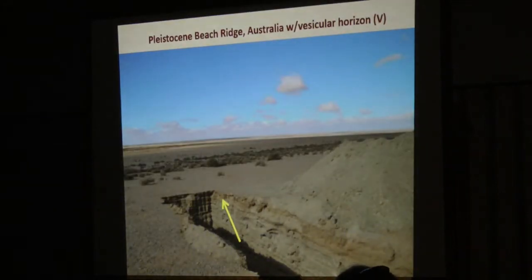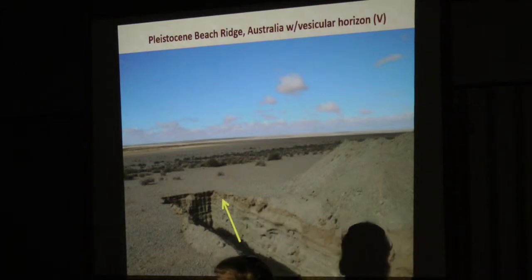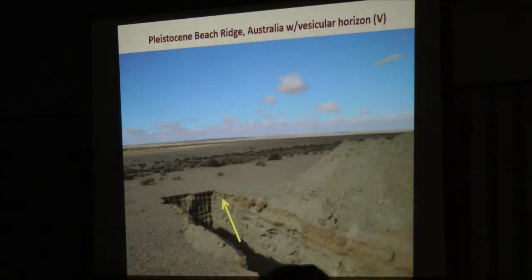Okay, and this happens all around the world. This is a site in Australia. You can see this sort of red color here. That is the dust that's been deposited. This is called a vesicular horizon. The reason it's got a different color is because it came from somewhere else.